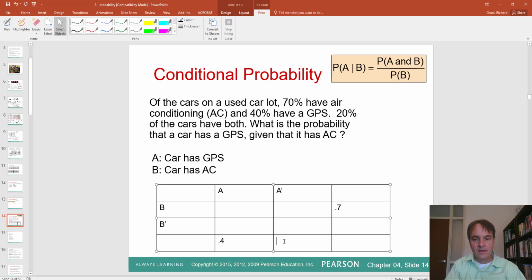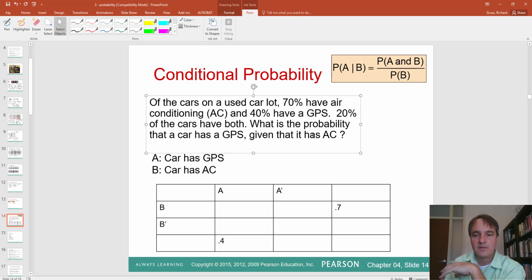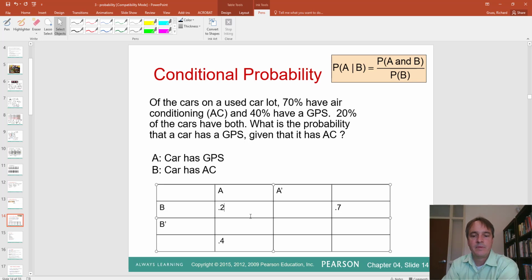Okay. All right, so where can we go from there? What else can we fill in here? Okay, so the probability that a car has both of them, which is 20%. So this is going to be the probability of A and B. So that's going to be 0.2.